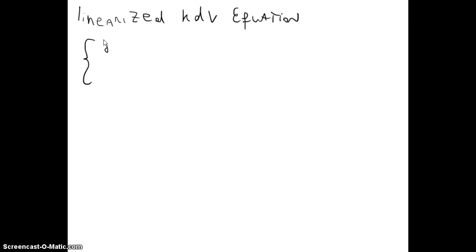Okay, so another application that we can think about is the linearized KdV equation. So this will be ∂_t b plus ∂_x³ b equals 0, with b(x,0) equals b_0(x).